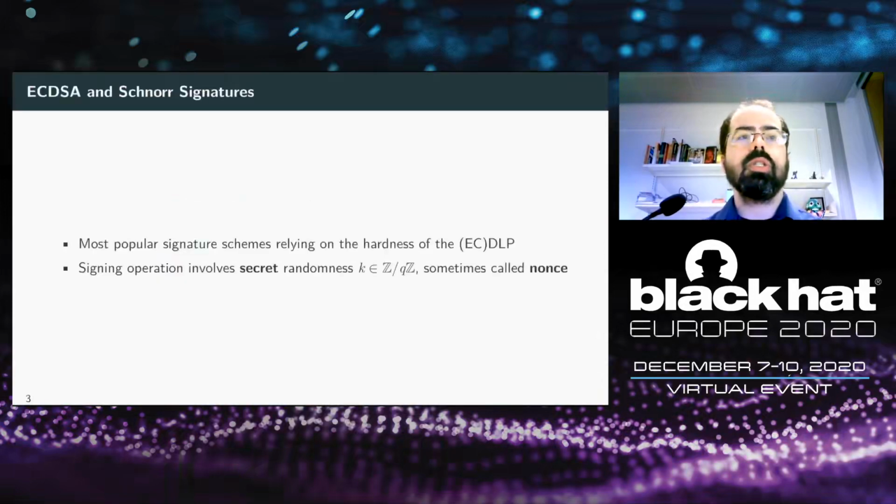ECDSA and Schnorr signatures are among the most popular signature schemes relying on the hardness of the discrete logarithm problem for security. Modern instantiations of the signature schemes use elliptic curves for efficiency. In both of them, the signing operation involves a random value k, sometimes called a nonce, to randomize the signatures. Calling this value a nonce is a major understatement because it needs to remain secret or well protected for a long amount of time. Otherwise, the security of the signature scheme is completely undermined.